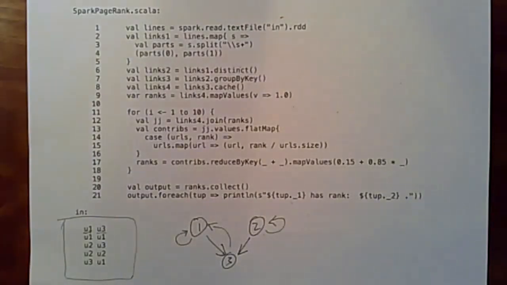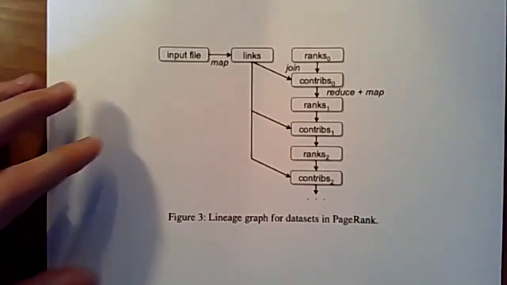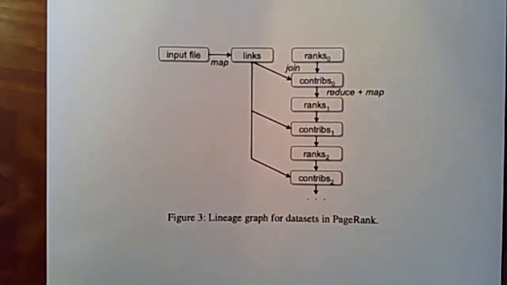Again, I just want to repeat that until the final collect, what this code is doing is generating a lineage graph and not processing the data. The lineage graph that it produces, I just copied this from the paper. This is what the lineage graph looks like. This is all that the program is producing, just this graph until the final collect.